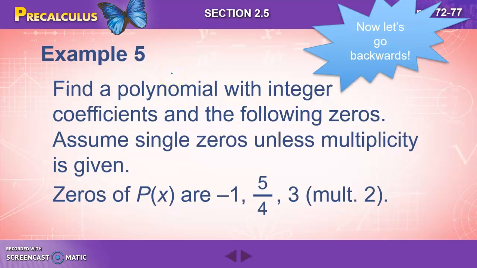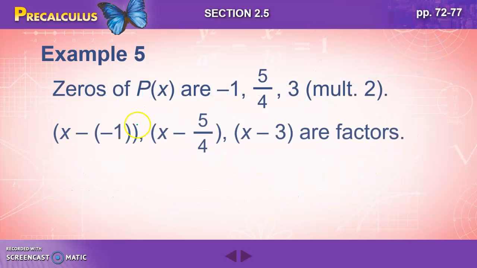So let's find a polynomial this time with integer coefficients and the following zeros. Here, instead of trying to factor to find what x equals, we're being told what these 3 zeros are, where it's crossing that Cartesian plane. We're going to assume single zeros unless multiplicity is given. So our zeros of our function are negative 1, 5/4, and 3, but 3 has a multiplicity of 2. So first, let's write those as factors. So when negative 1 is a factor, it's x minus negative 1. And when 5/4 is a 0, x minus 5/4. When 3 is a 0, x minus 3. But don't forget, this has a multiplicity of 2.